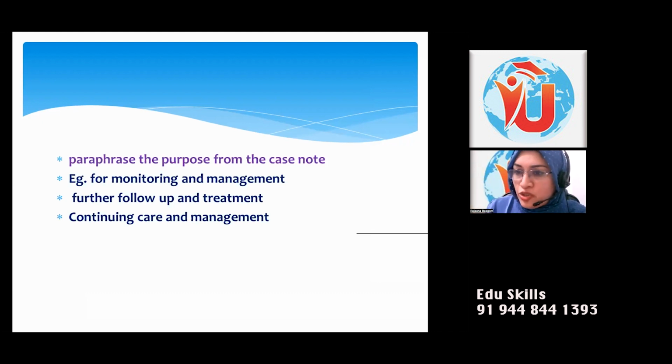For urgent management, if you are writing to a specialist for urgent care, you can say for urgent management, urgent intervention, or immediate management and care. This way you can choose the purpose. Then you can combine it into a sentence, for example, I'm writing to refer Mr. X, who requires further monitoring and management, or further follow-up and treatment.